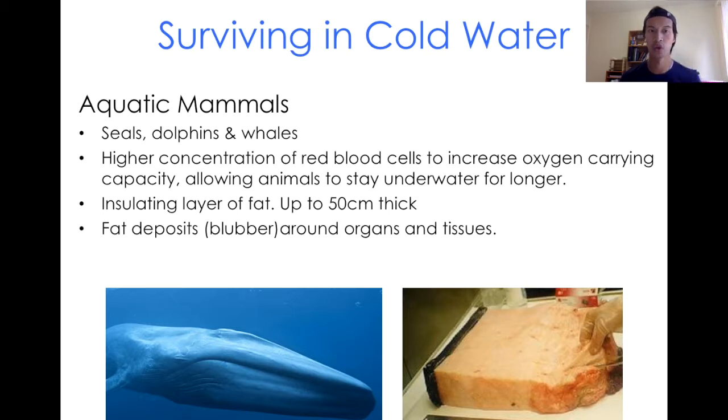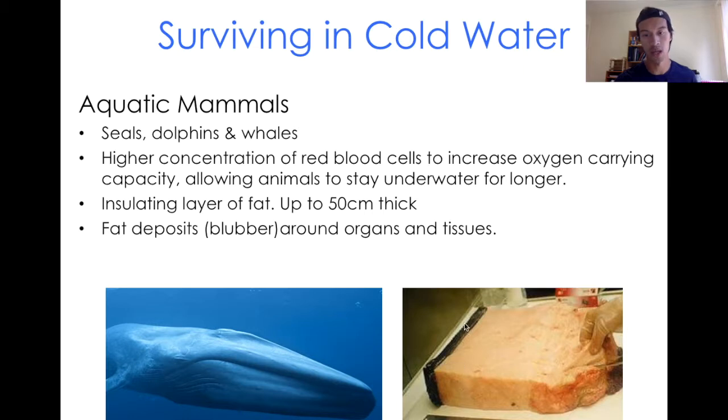Aquatic mammals. So most aquatic mammals, your seals, your dolphins, and your whales, have a high concentration of red blood cells to increase the oxygen carrying capacity, so they can stay underwater for longer, where it's a bit more stable. They also have a very thick insulating layer of fat called blubber. These fat deposits sort of sit around the organs and tissues, allowing them to function the way that they do.